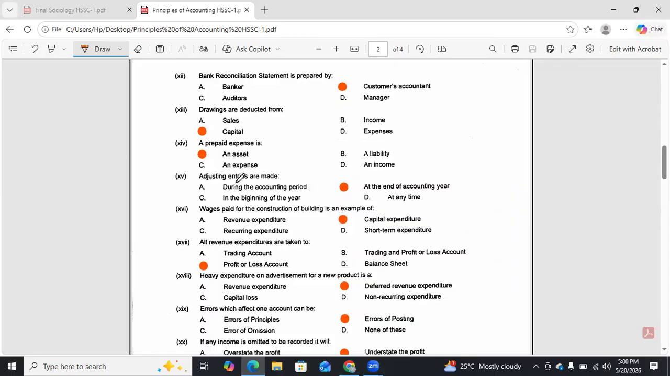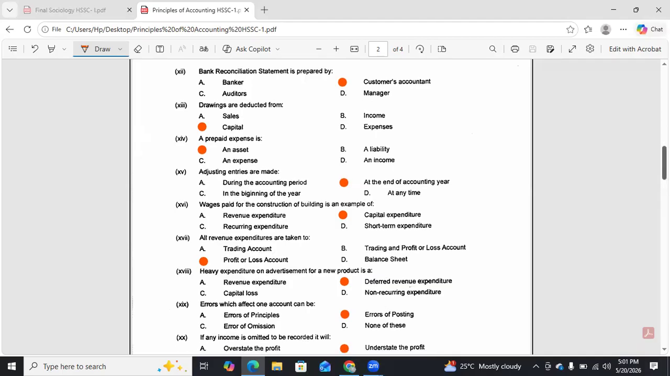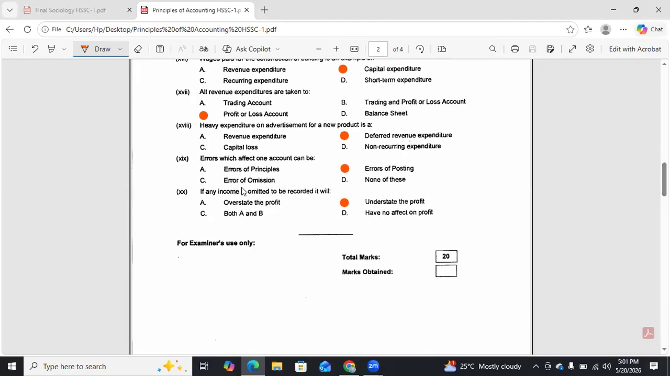Adjusting entries are made at the end of the accounting year. Wages paid for the construction of a building is an example of capital expenditure. All revenue expenditures are taken to the profit or loss account. Heavy expenditure on advertisement for a new product is a deferred revenue expenditure. Errors which affect one account can be errors of posting. If an income is omitted to be recorded, it will understate the profit.